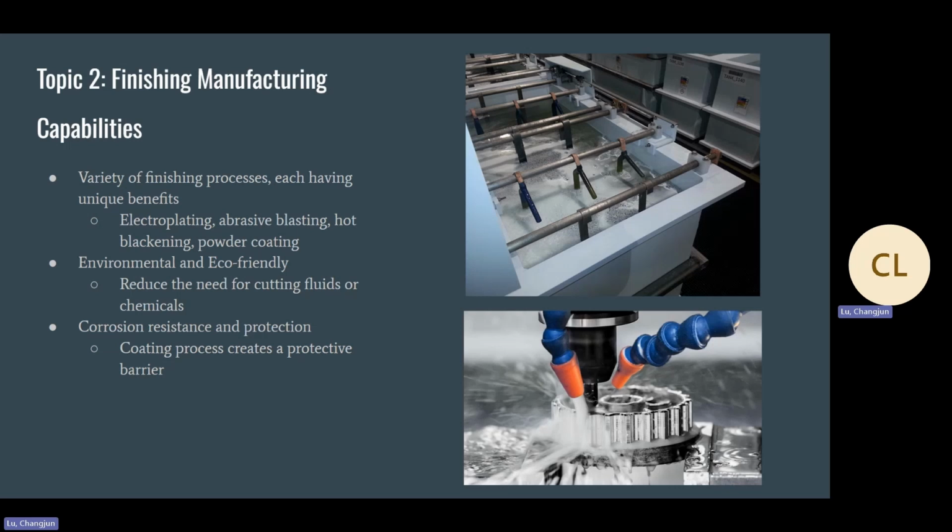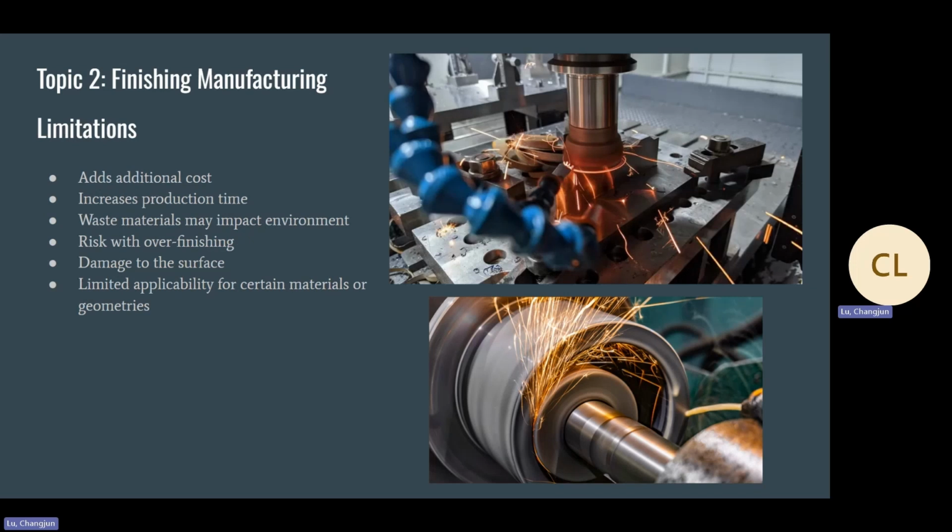Finishing manufacturing creates environmental and eco-friendly options as dry tumbling and dry blasting reduce the need for cutting fluids or chemicals. Additionally, in sandblasting, recyclable abrasive media are also commonly used. Finishing manufacturing also creates corrosion resistance and protection, as the coating process creates a protective layer against environmental factors. As for its limitations, it adds cost to the manufacturing process, it increases production time, it has potential for environmental impact due to waste material, there's an overall risk of overfinishing and causing damage to the surface, and there are limited applicabilities for some materials and geometries.